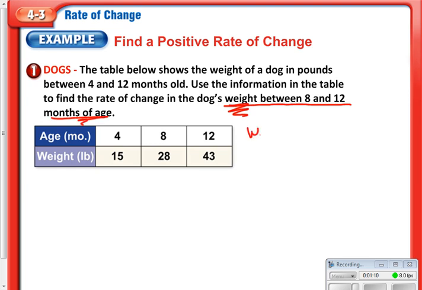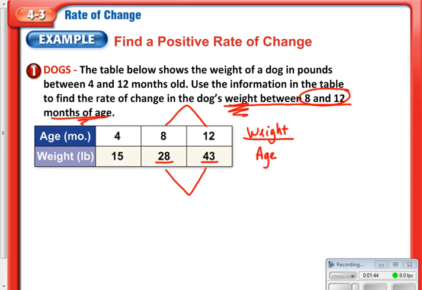So we need weight over age. Now, in order to find this rate of change, we need to use the two values that they're talking about, and they're talking about between 8 and 12 months. So here's what we're looking at. From 8 to 12 months would be dealing with those two pieces of information. It is an increase. The reason why I know it's an increase is because it goes from 28 pounds to 43 pounds. So I know it's an increase.